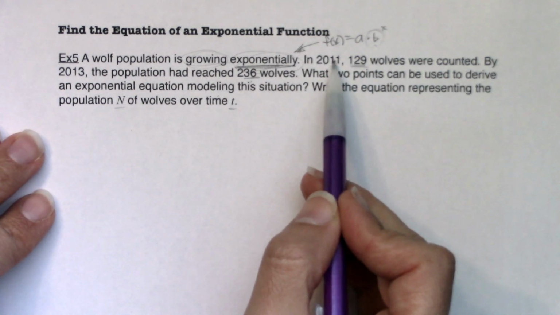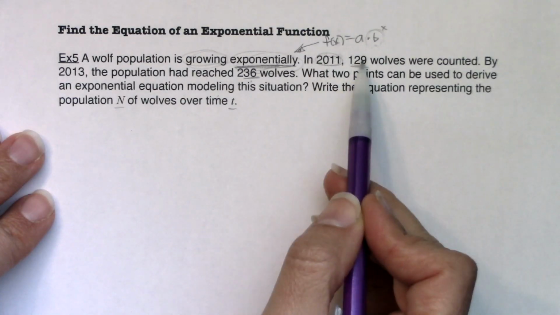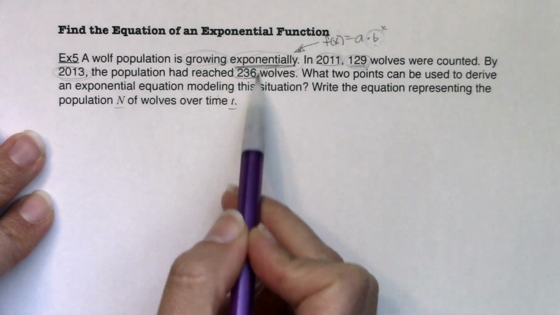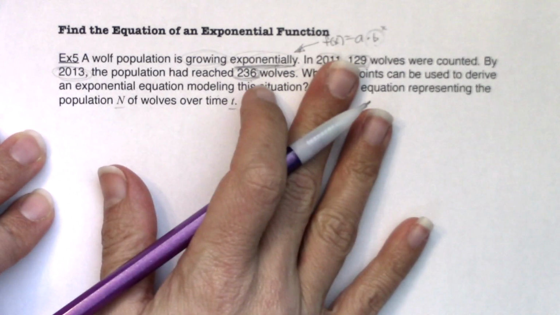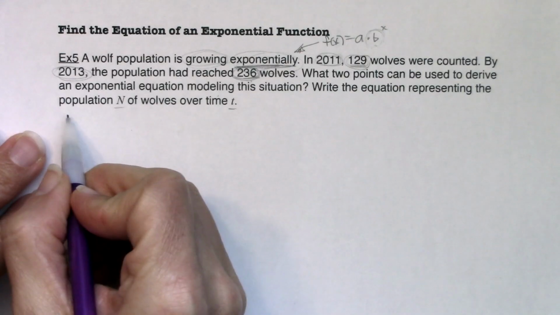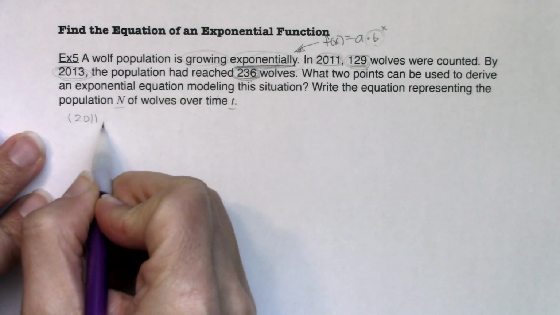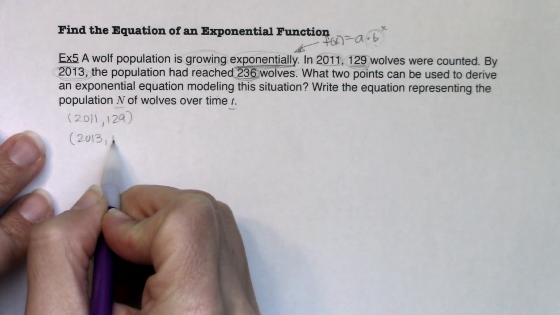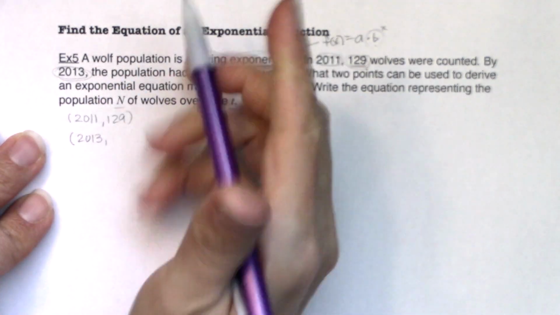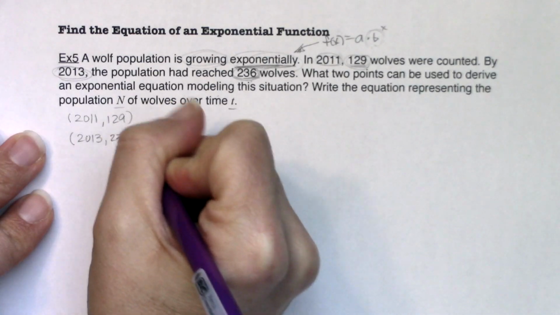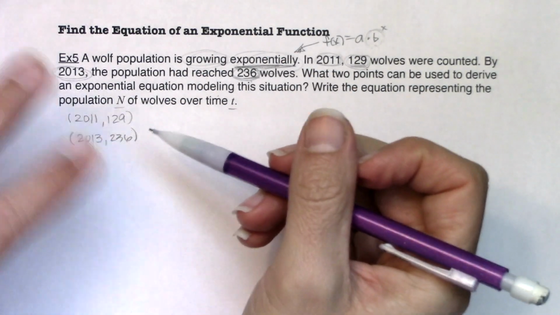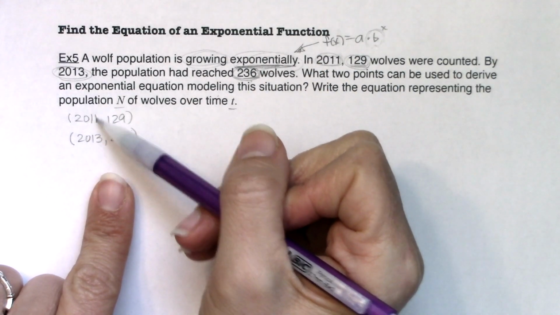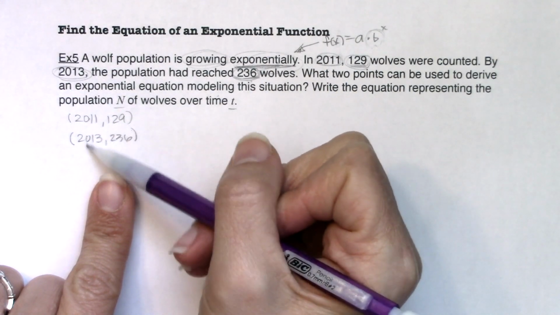In terms of the two ordered pairs, I hear time 2011, 129 wolves. Time 2013, 236. So I'm going to show two ways to write this up. I could write 2011, 129, and then 2013, 236. And that would be fine. The only issue I take with it, and it's not really an issue, I want to be clear, this would be totally fine if you wanted to solve for a and b. It's just going to make your life a little bit harder because these numbers are so large.